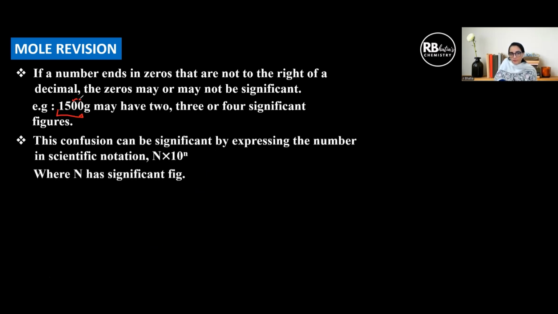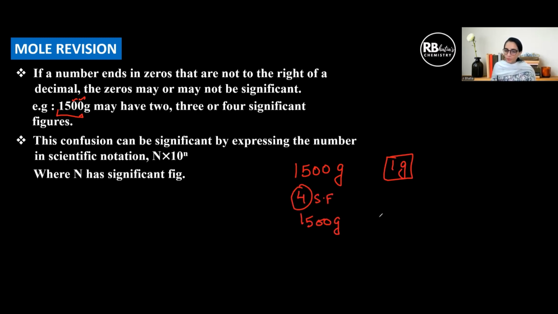1500 gram has 2 zeros. Will they be significant or not? They may or may not be significant. For example, for 1500 gram, if I'm measuring using some balance with which I can measure a least value of 1 gram, then this is going to have 4 significant figures. But if I have measured it with a balance which can measure to a least of 10 grams, I don't have a weight smaller than 10 gram, that means this place is going to become insignificant. I will be able to change only this place. So I will have 3 significant figures in this value.